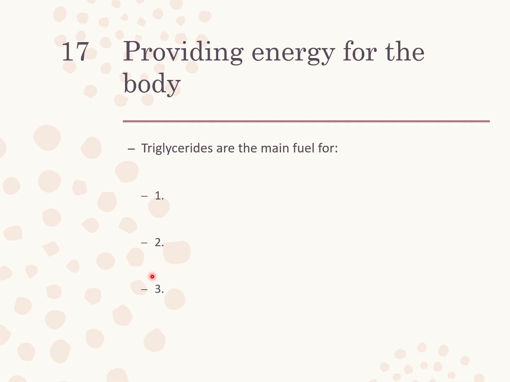And then lastly, triglycerides will serve as our main fuel for endurance exercise greater than 60 to 90 minutes. As the duration of the exercise continues, the reliance on fat as a fuel source will also increase. So to review this slide, number 1, it's our main fuel for muscles while we're at rest. It's our main fuel during low intensity activity. And it's our main fuel source during endurance exercise greater than 60 to 90 minutes. I think we'll do one more slide here.